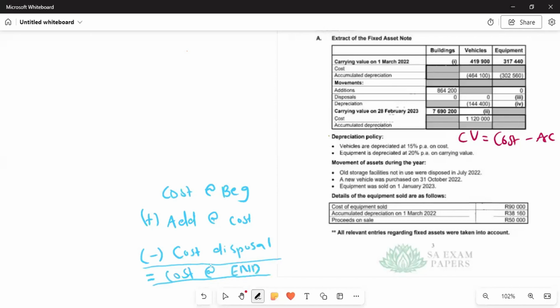Right. Now, this is a formula you can use in order to calculate the cost of anything on this table right over here. Whether it's the cost of your disposal, your additions, your cost at the beginning or cost at the end. The reason I'm sharing these formulas with you is that most of the values which are missing here, you would need to calculate using the values you're given in the table, right? Hence, I'm showing you these table methods in order to calculate any values. Now, let us move on to the next question.